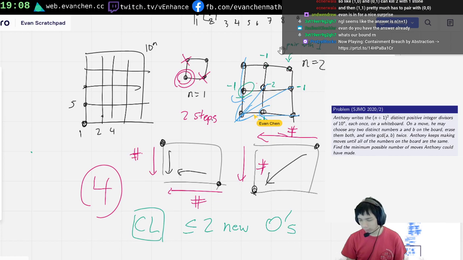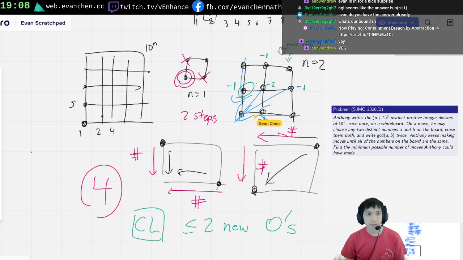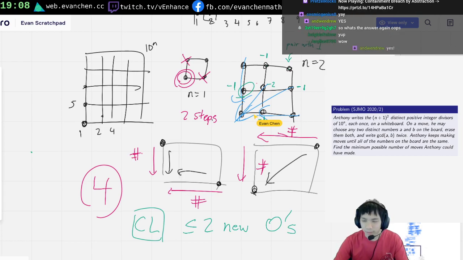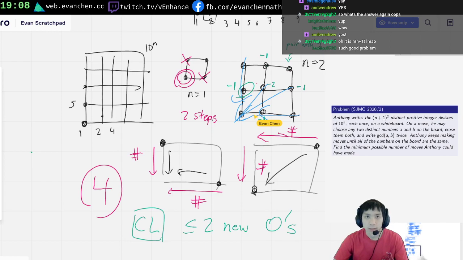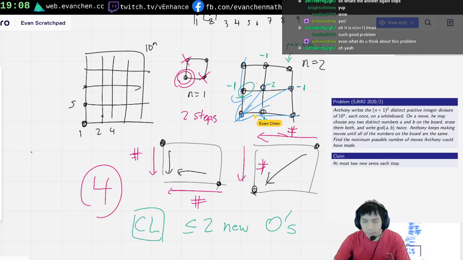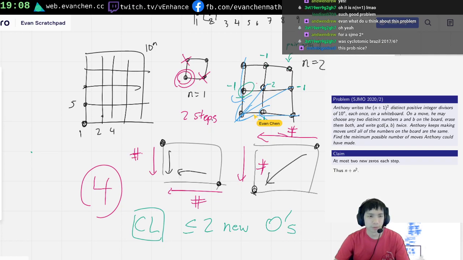Okay, so I think that just works, and I don't know what the answer is, but let me calculate this. It's like n plus n squared. Yeah, so I was doing this taxi cab distance thing, but it's actually zeros that are more important. So the claim is at most 2 new zeros each step, and thus n plus n squared. What do you think about this problem? I think this feels good. The difficulty and flavor are both right.